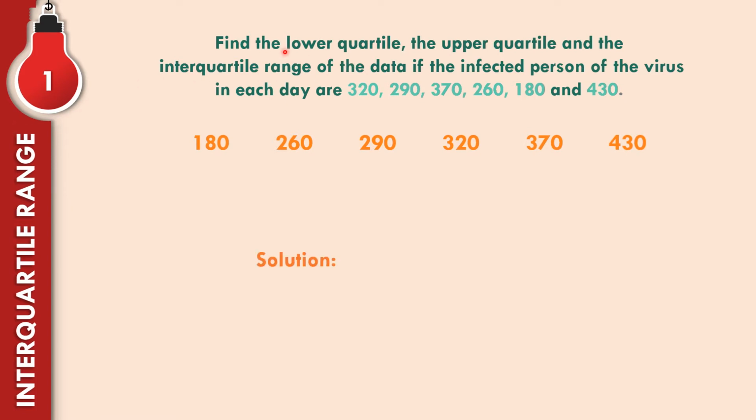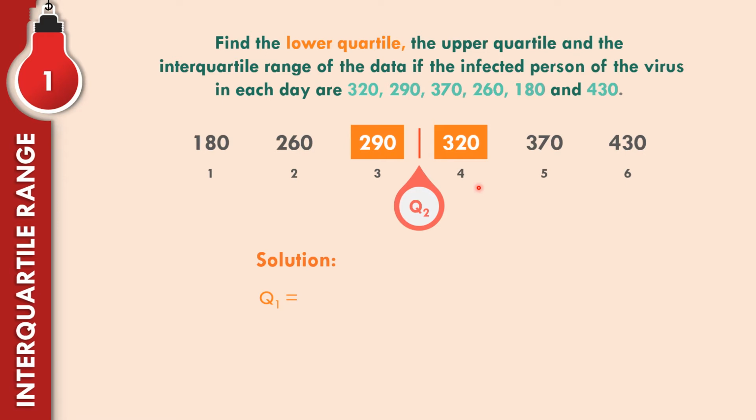So let us find now the lower quartile or the Q sub 1. Before we identify the Q sub 1, first we need to identify the quartile 2. So let us count this set of data, that is 1, 2, 3, 4, 5, 6. So the middle is between 3 and then 4. So that is 290 and 320. This one, that is the middle, is the quartile 2.